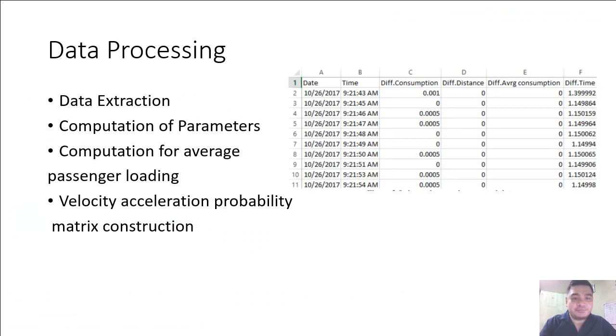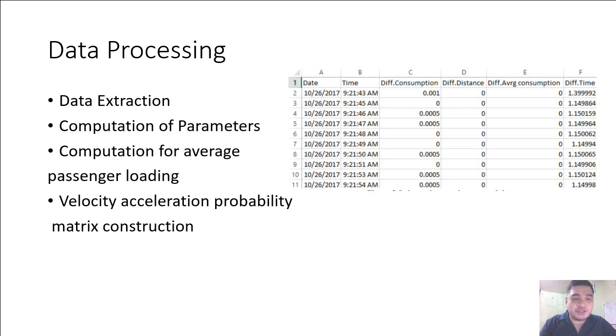So initially, the data processing. The date time, differential distance, and differential time were extracted from the data logger. The figure shows a sample of the data. Velocity will be computed with the extracted differential distance and differential time, then the computed velocity will be rounded off, and the accelerations were computed.